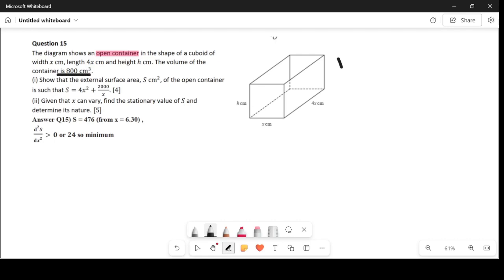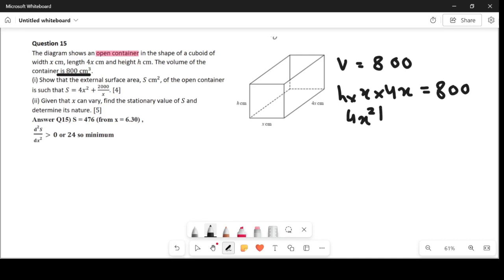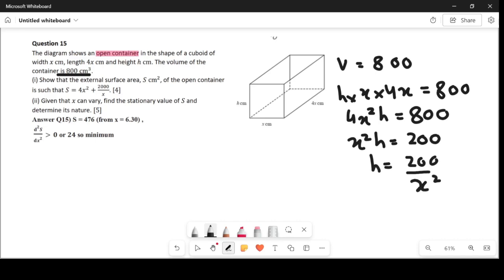Okay, so the volume is 800, which means length times width times height, whatever you call length, width, height, equals 800, which gives us 4x squared h equals 800, which gives us x squared h equals 200, and we could make h the subject: 200 upon x squared.